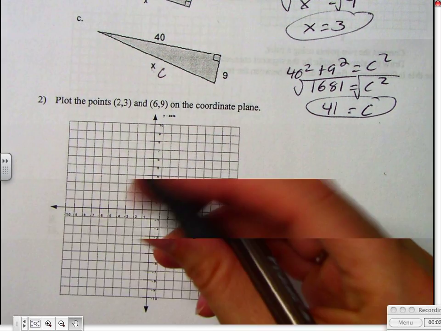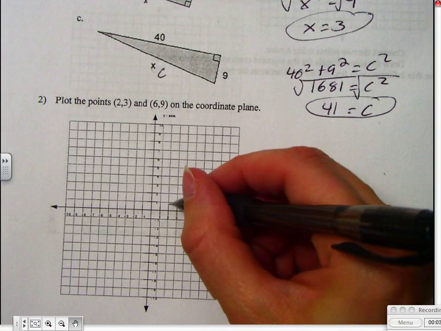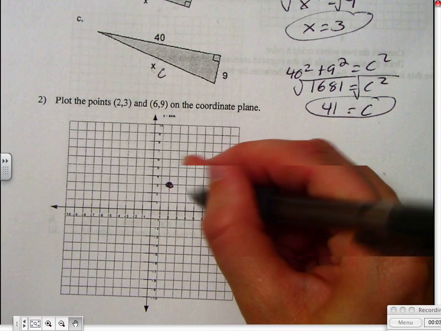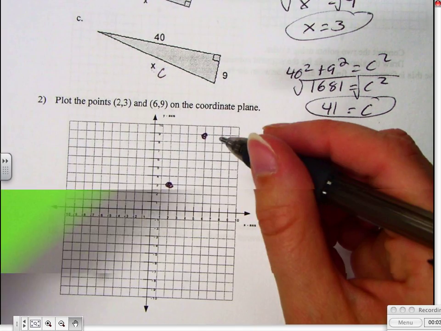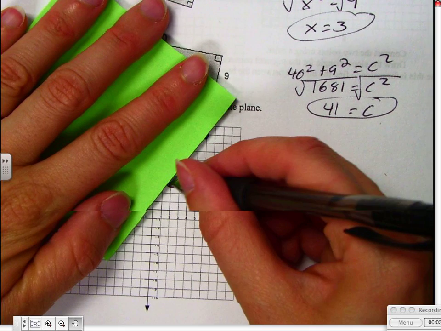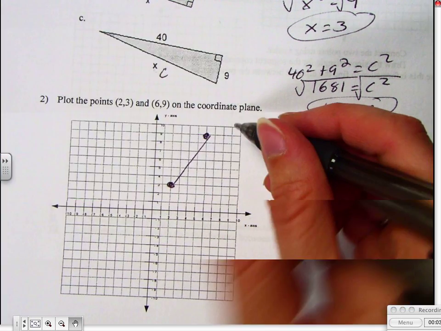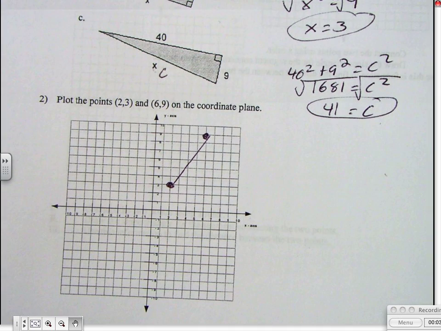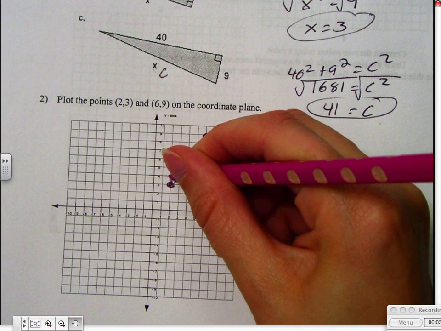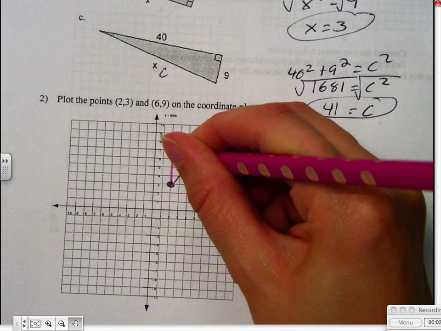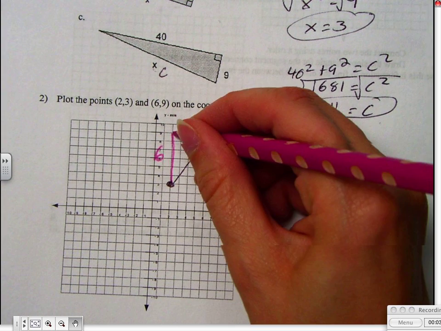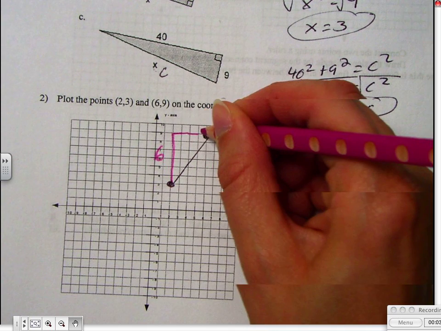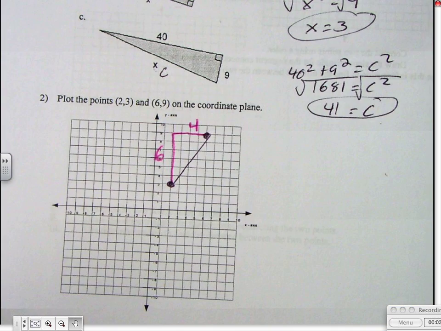Okay, first thing we're going to start it just like we've done before. We're going to plot the points 2, 3, and 6, 9. And then we're going to draw a straight line connecting them. Okay. Then we're going to make our slope again. We go up 1, 2, 3, 4, 5, 6. And we go over 1, 2, 3, 4.